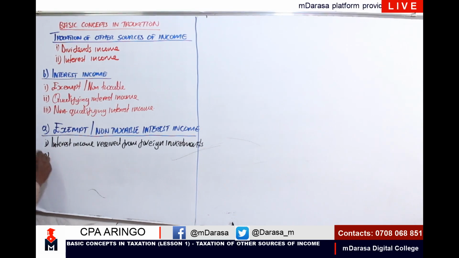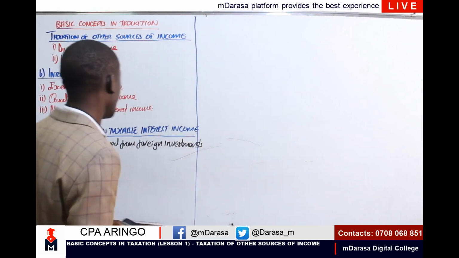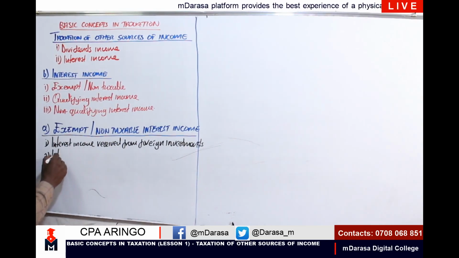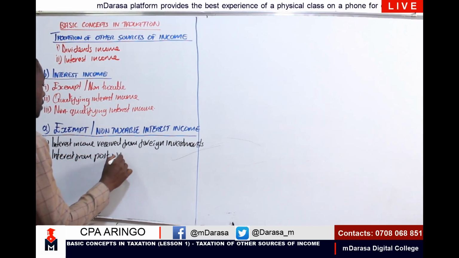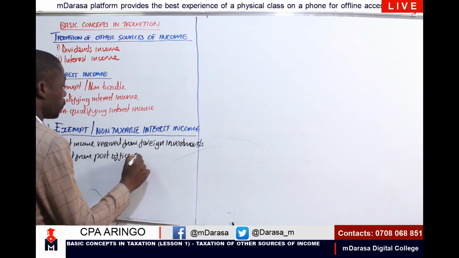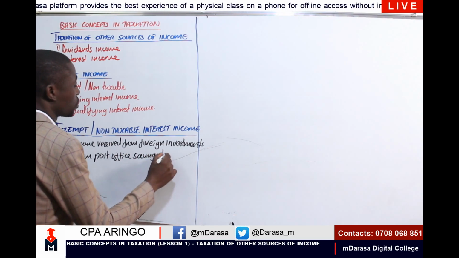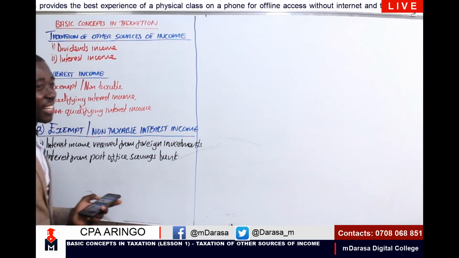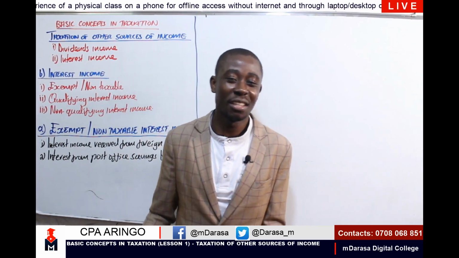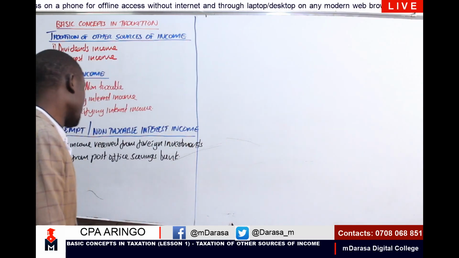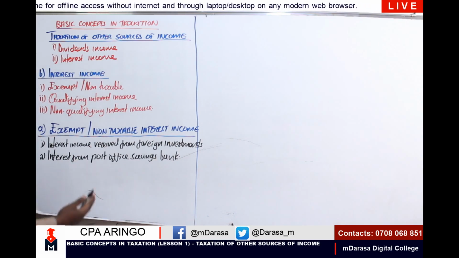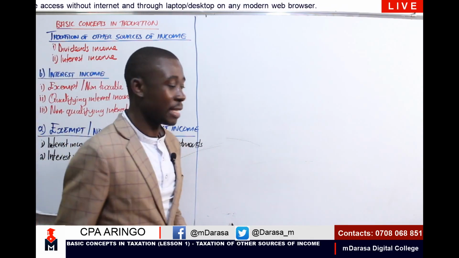Number two, my good students, what we should be able to understand when it comes to interest, we normally tend to talk of interest from post office savings bank, which is very key that you should understand. I don't know why you normally don't deposit your cash in post office savings bank. Nowadays we are on commercial banks, right? So interest from post office savings bank is also an exempt interest.